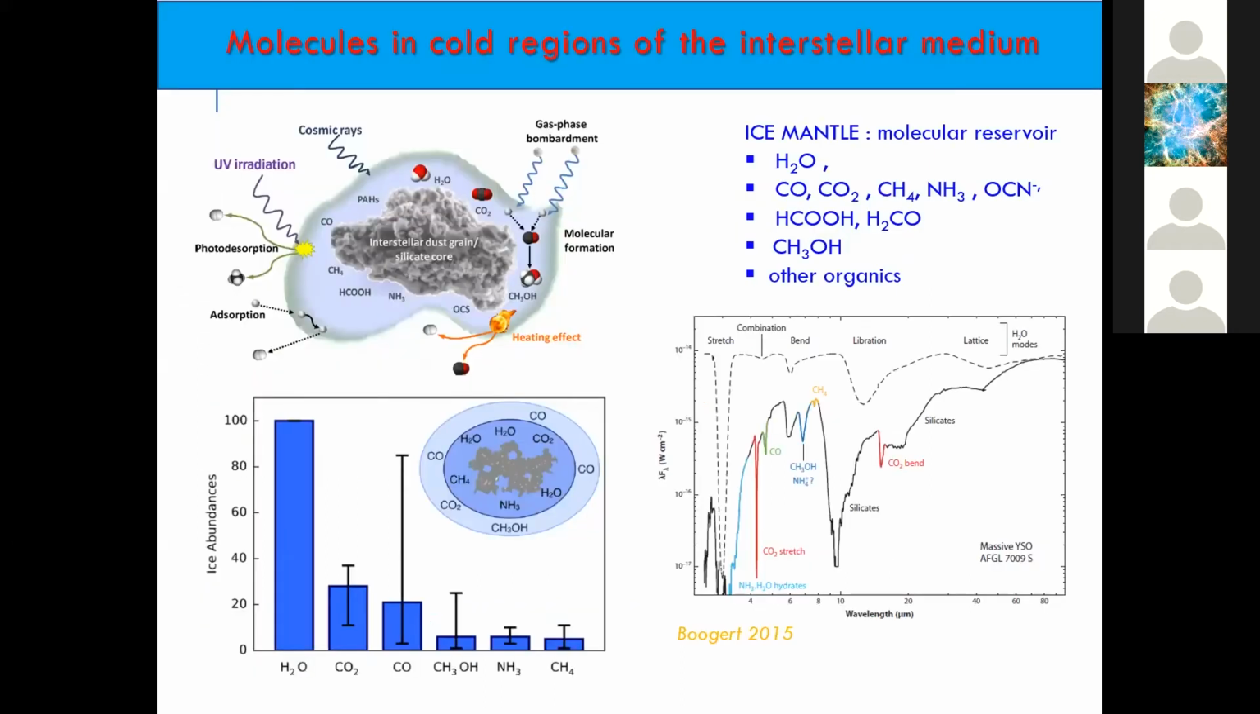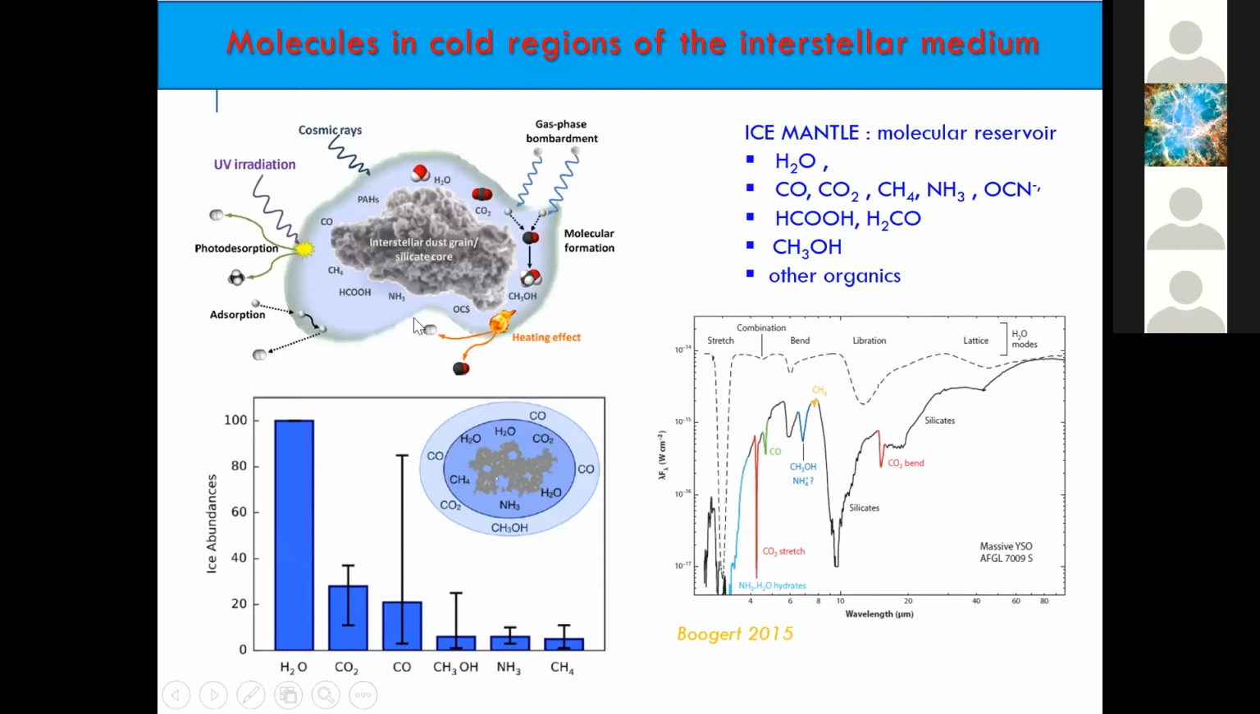So we are interested in cold regions of the interstellar medium where ices are formed. We know from observation in infrared spectroscopy towards protostars that these mantles are made of water and other carbon-containing and nitrogen-containing molecules, including methanol. I'm going to speak about methanol later on. And we are interested in the cycles between the solid phase and the gas phase.